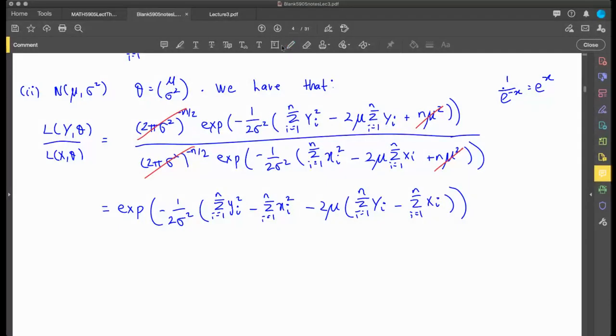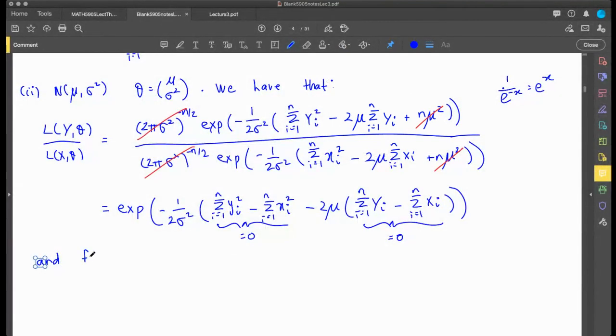Now I want this ratio not to depend on mu or sigma squared. So what do I need to do? Well, I need this to be equal to 0, and I need this to also be equal to 0, because then it won't depend on mu here, because that's 0, and it won't depend on sigma squared here, because this whole expression would therefore be 0.